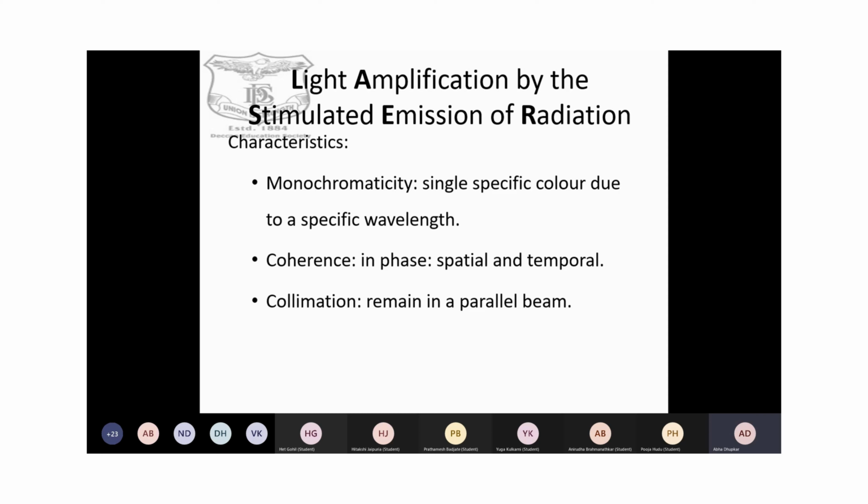They don't deviate from their beam. Therefore, since they are traveling in the same direction and since they are not deviating, they are remaining parallel to each other. Laser has the property of being able to traverse long distances. It is able to cover long distances.